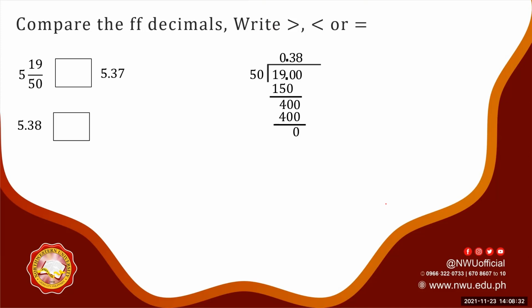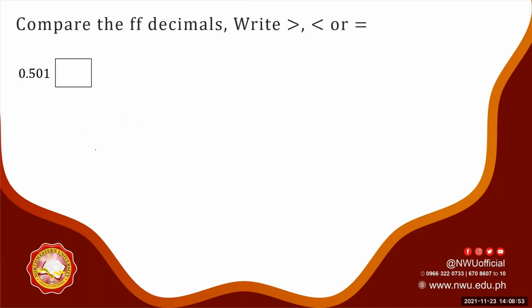And let's try to compare them to 5.37. Since they have the same whole number, erase. Now, this is 38, this is 37. We know that 38 is greater than 37. That's all there is to it. Okay? How about this scenario?